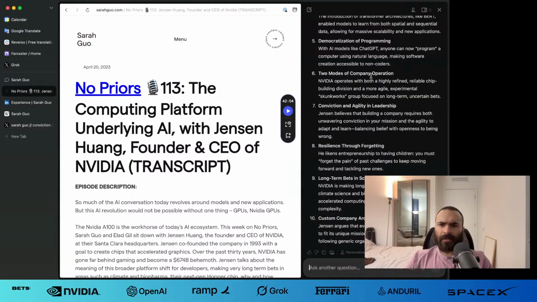Long-term bets in science and society. NVIDIA is making long-term investments in areas like climate science and biopharma, aiming to use AI and accelerated computing to tackle problems of immense complexity. Custom company architecture. Jensen argues that every company should be architected to fit its unique mission and leadership style rather than following generic organization templates.